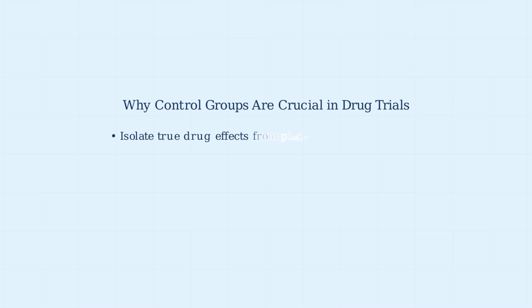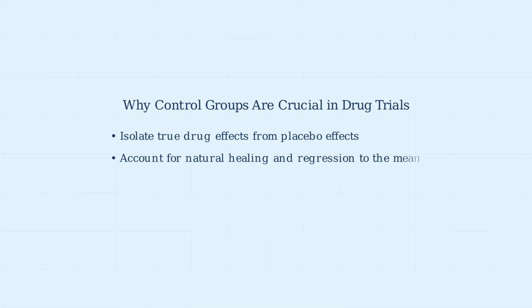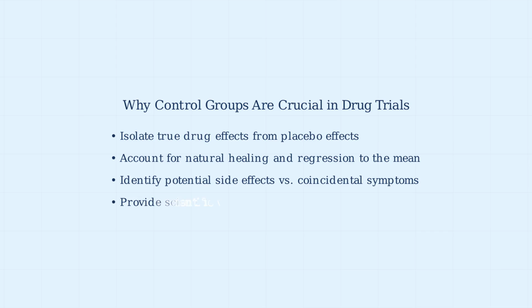To summarize, control groups in drug trials are crucial for several important reasons. They help isolate true drug effects from placebo effects. Control groups account for natural healing processes and statistical regression to the mean. They help researchers distinguish between actual side effects and coincidental symptoms. Most importantly, control groups provide scientific validity to the drug approval process.